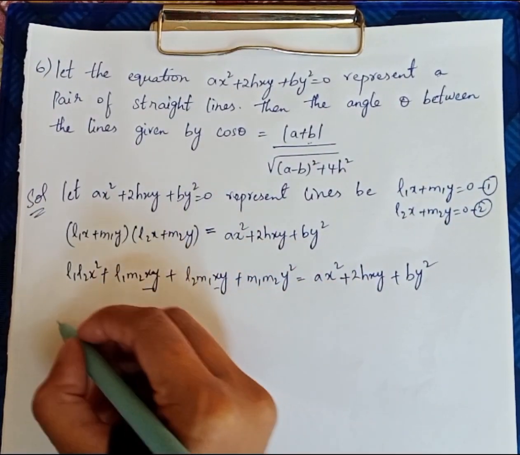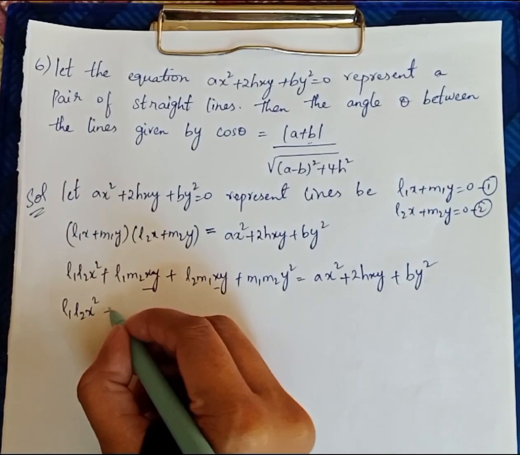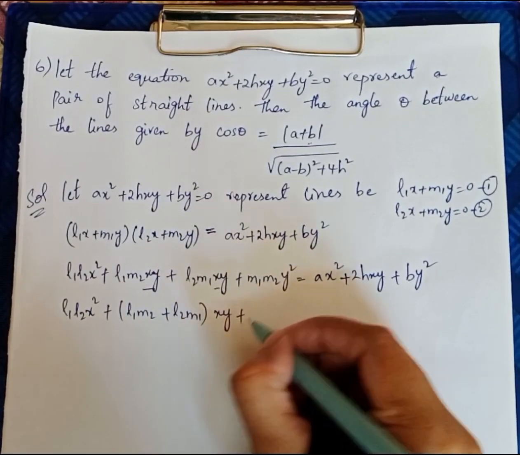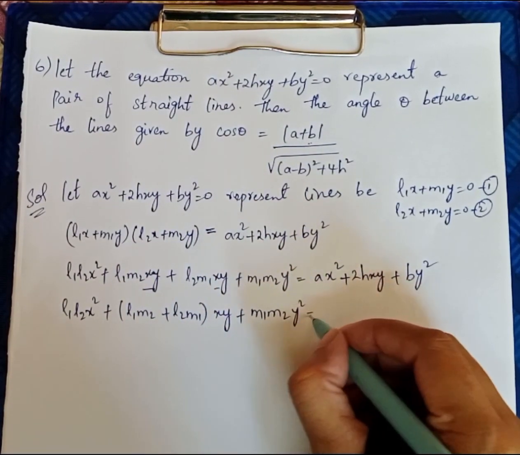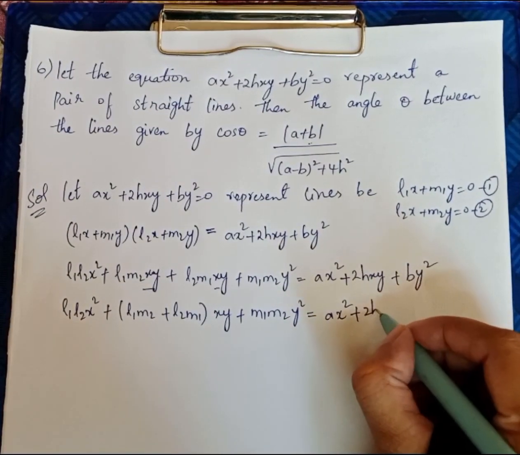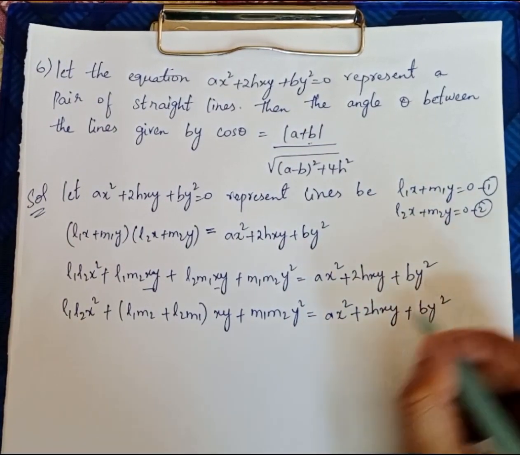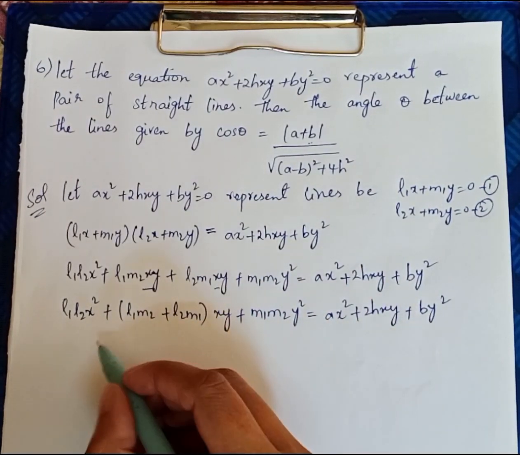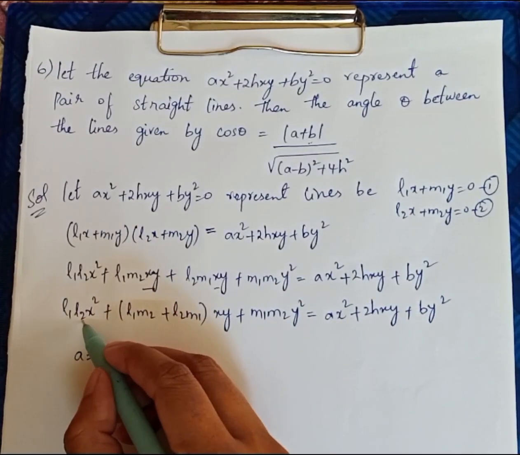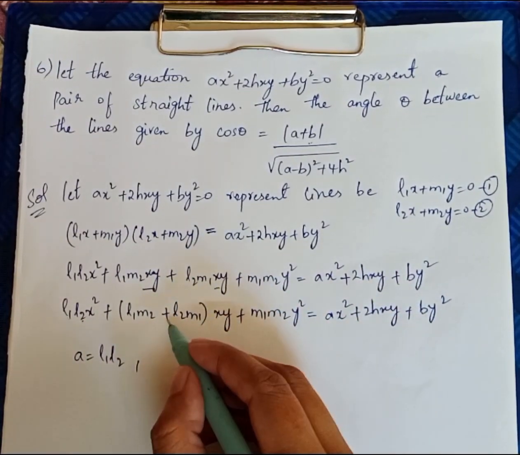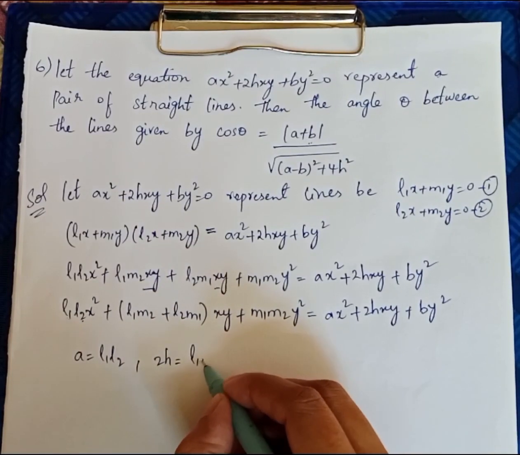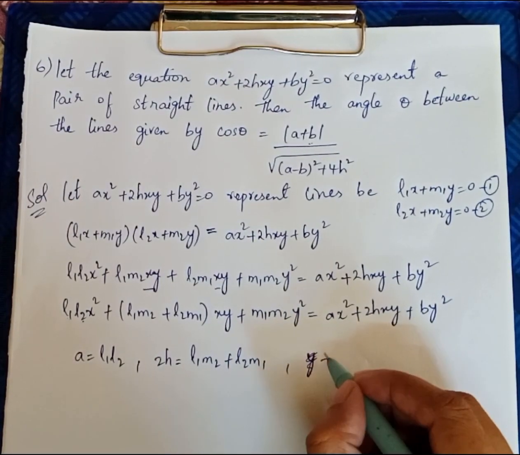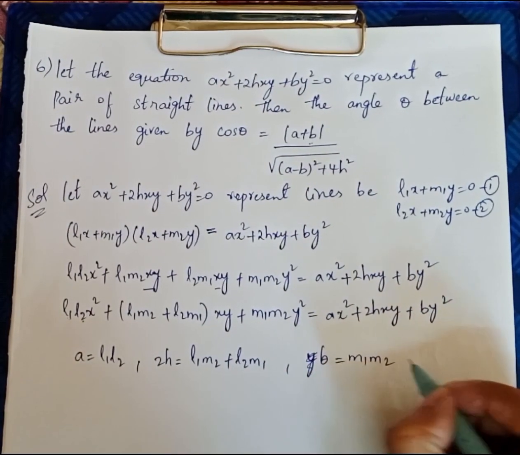Here, taking xy common, it is l1l2 x² + (l1m2 + l2m1) xy + m1m2 y² equal to the same ax² + 2hxy + by². Here we'll compare the coefficients of x², xy and y² with this equation. So the value of a will be l1l2, and 2h is equal to l1m2 + l2m1, and the value of b is equal to m1m2.